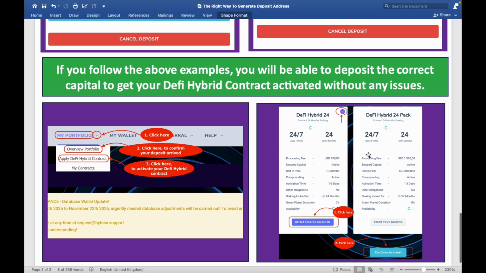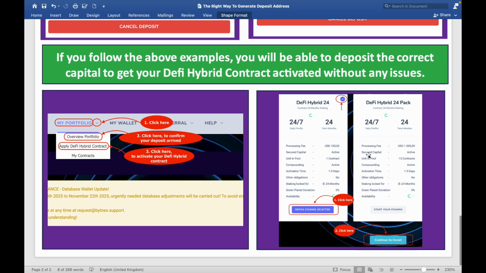Okay, below this you will notice that I have given you a sneak peek of what you are going to do after your money arrives. Once your money arrives, go to My Portfolio and click on it. There will be a drop down, and in that drop down you will see Overview Portfolio. If you click on Overview Portfolio, that will give you access to confirm if your deposit has arrived. Once your deposit has arrived, you go back again, click on My Portfolio and select Apply Hybrid Contract.